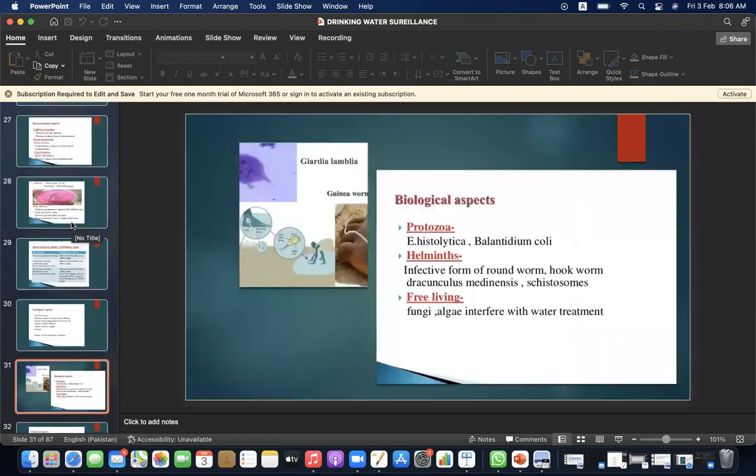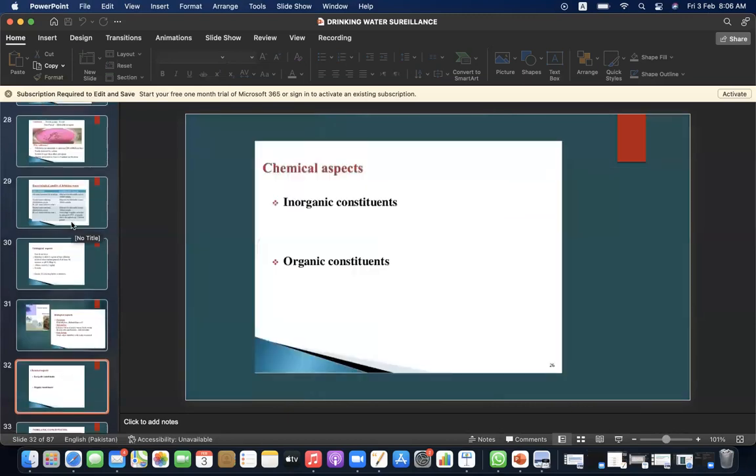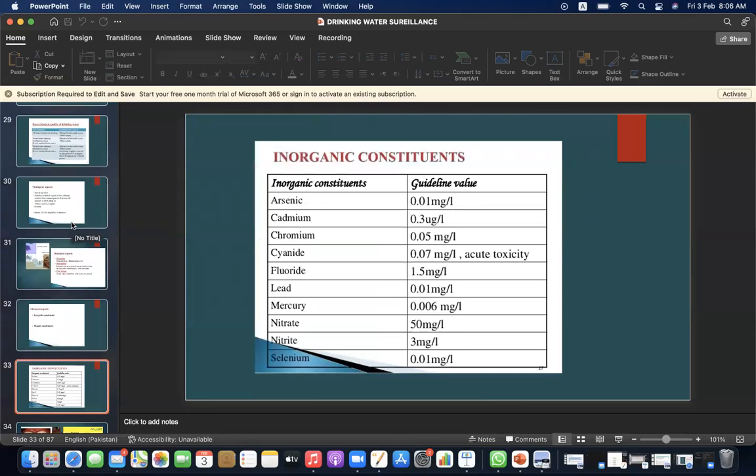Biological aspects: protozoa, E. histolytica, Balantidium coli, helminths, infective forms of groundwater, hookworms, schistosomes, free livings, fungi, algae interfere with water treatment. Chemical aspects: inorganic constituents, organic constituents. Inorganic constituents: there is a list of these inorganic constituents and the guideline values are also in front of them.